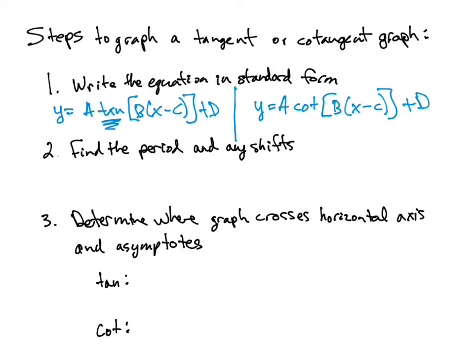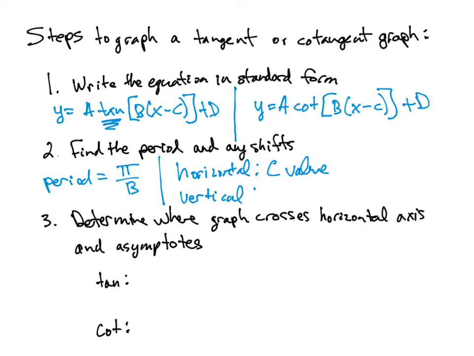To find the period, well, the period length for both tangent and cotangent is pi over the b value. So this is different than sine and cosine. Sine and cosine, we had 2 pi over b. Now it's just pi over b. Horizontal shifts are still going to correspond to the c value, and then vertical shifts are going to correspond to the d value. Okay, so just like all the transformations we've seen so far, the c value corresponds to a horizontal shift, so left or right, and then the d value corresponds to vertical shift, up or down.